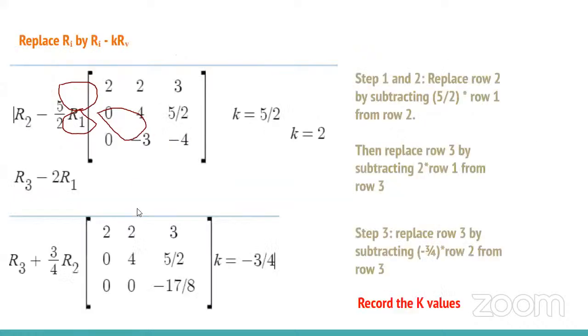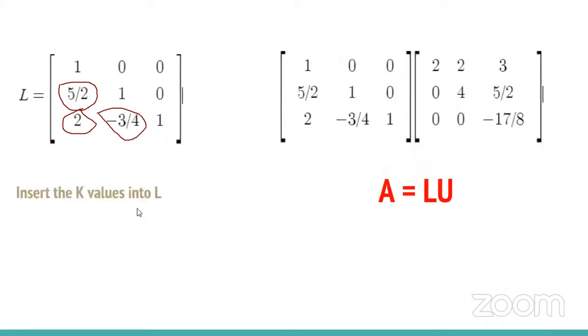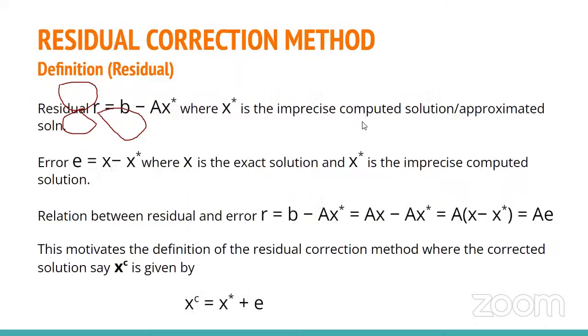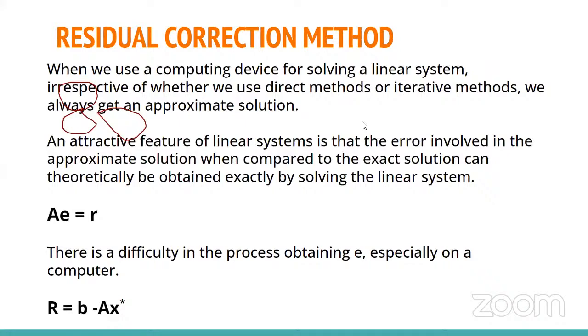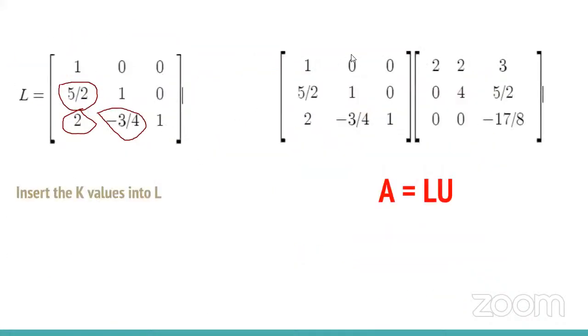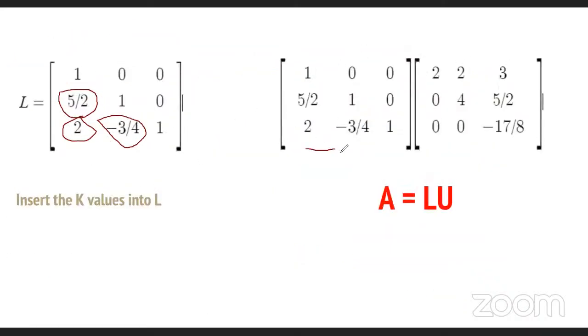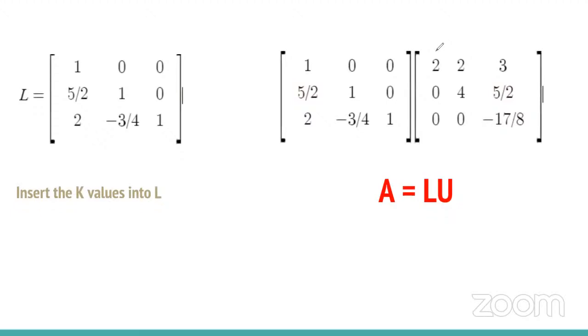Now we have our U, and we have our L. So we will now write A is equal to LU, where this is our L, and this one here is our U. So that is the LU factorization. Then I will move on to the next presenter.